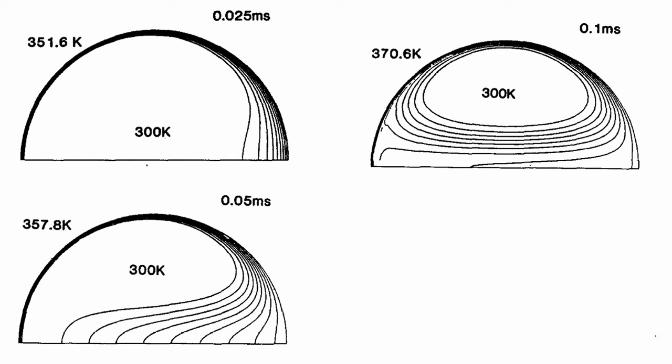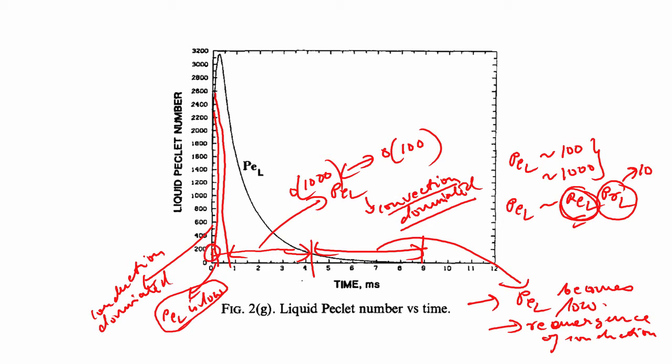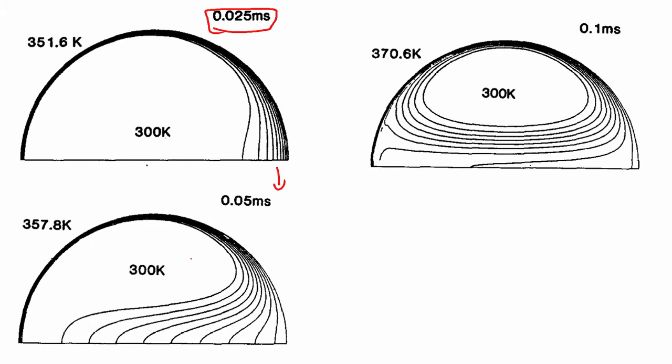So let us look at the temperature profiles like this, okay? This is half the droplet, the other half is symmetrical, so it is not drawn. What is happening here is the first 0.025 milliseconds, the very first few instants. You can look at it here, it will be somewhere there. These are sub-milliseconds, more like 250 microseconds or 25 microseconds. Think about it as microseconds.